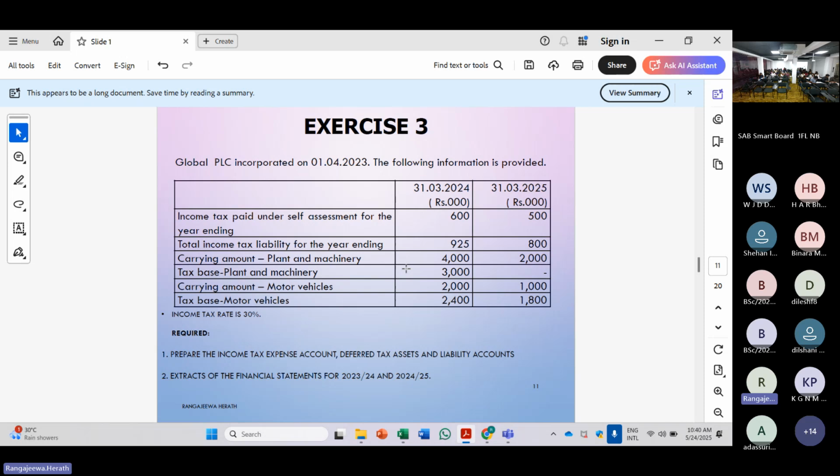Carrying amount of plant and machinery and carrying amount of motor vehicle.